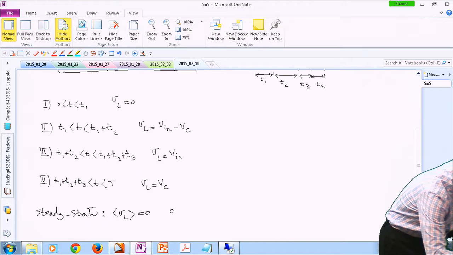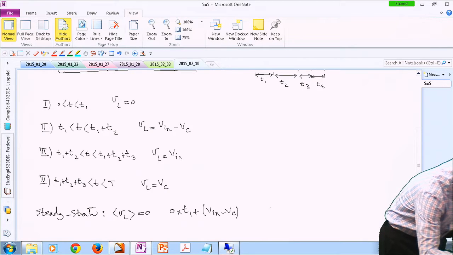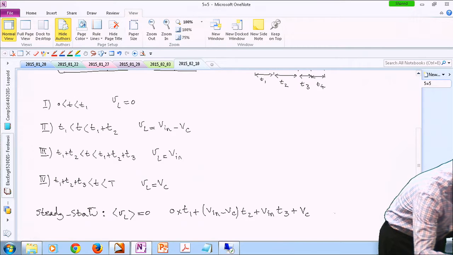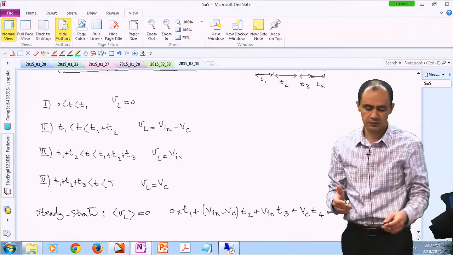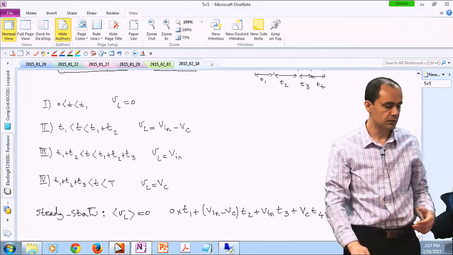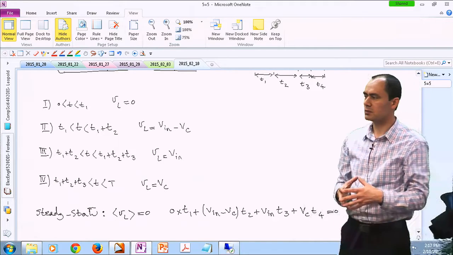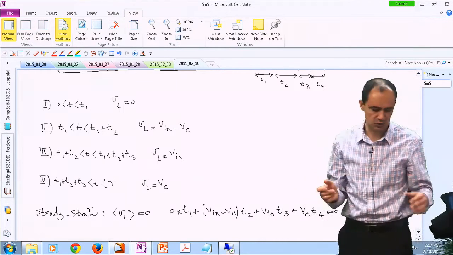Therefore, the average value of these signals should be 0. That means 0 times T1, plus Vin minus Vc times T2, plus Vin times T3, plus Vc times T4 should be 0, okay? And we have to do a little bit of a manipulation. You have to remember T1 plus T2 plus T3 plus T4 is T, capital T, which is the period.